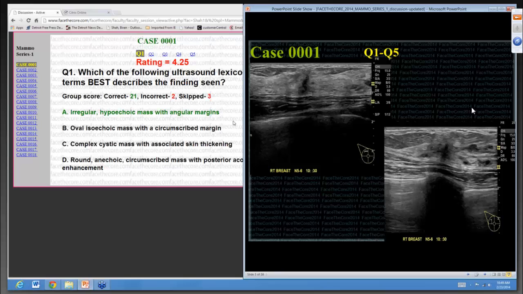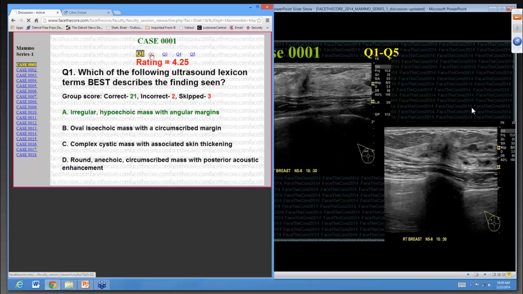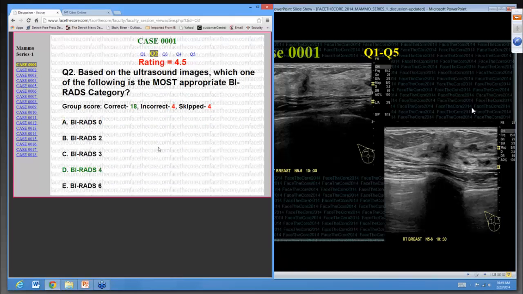Must read. I'm going to go to question number two. Question two, based on the ultrasound images, which one of the following is the most appropriate BI-RADS category? And the majority of you got this correct. I guess what would be nice is just to reiterate what the BI-RADS category assessments are.